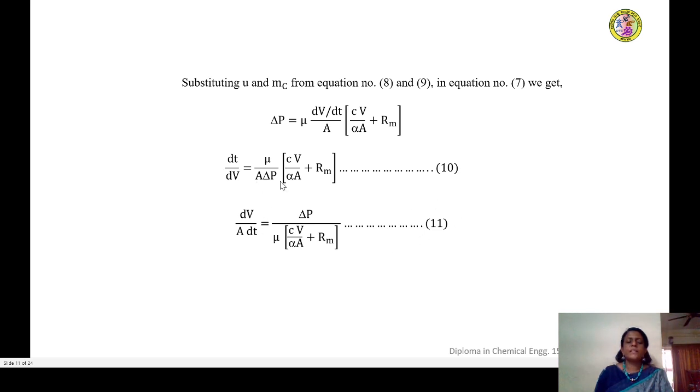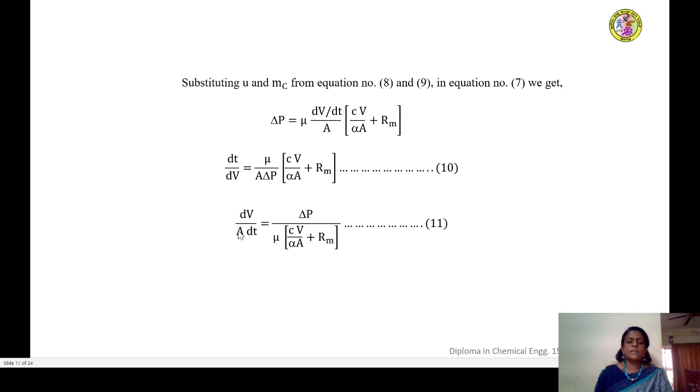So if you rearrange the equation like this, we can take the reciprocal of both the right hand side and the left hand side. So dt by dV can be written as dV by dt. In which case this A goes to the numerator, that can be taken to the denominator on this side. So that is equal to delta P divided by mu, and you can shift this whole term to the denominator. So then it will be mu into CV by alpha A plus Rm.